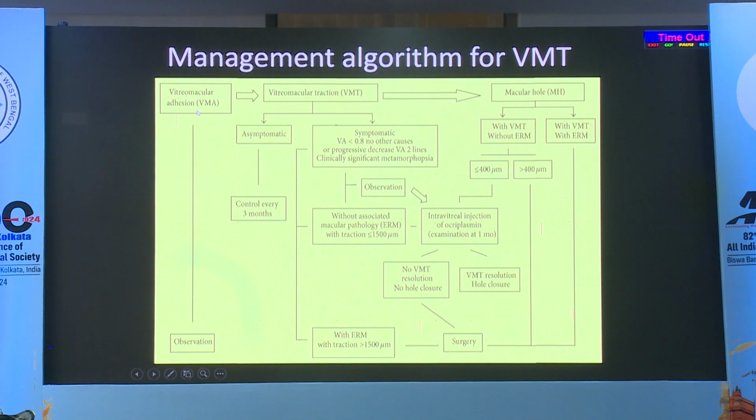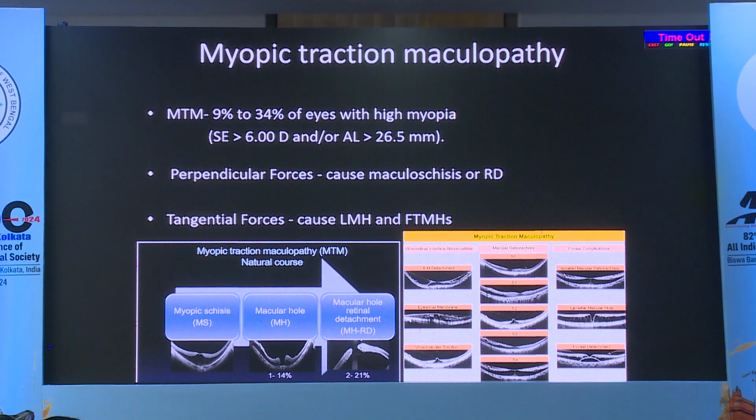So if you see VMA, you can just observe. If you see an asymptomatic VMT, you can follow up every 3 months. If there is an associated thin ERM of less than 1500 microns, it can sometimes respond to pharmacological vitreolysis. But with VMT and ERM, if the ERM is more than 1500 microns, you need to resort to a surgical maneuver rather than pharmacological treatment or observation.